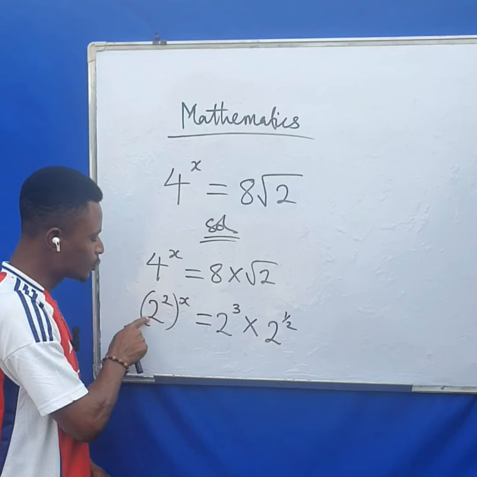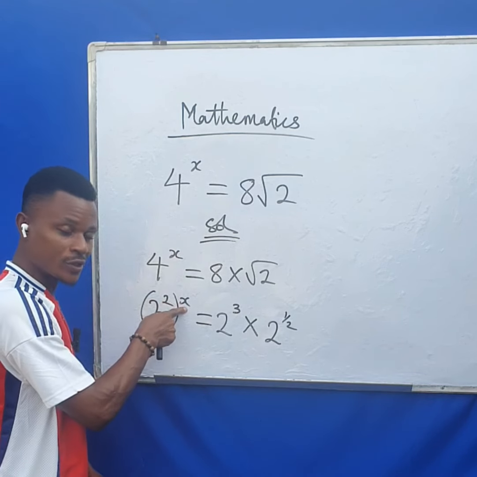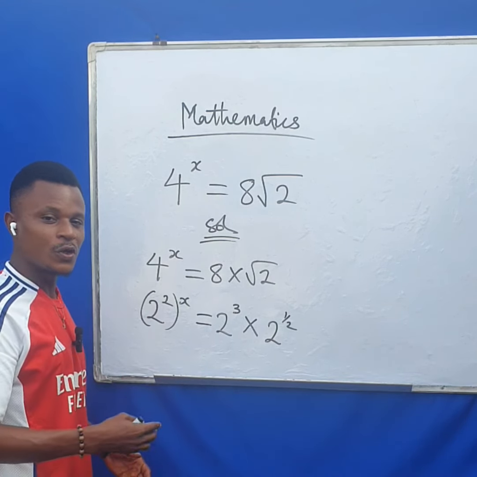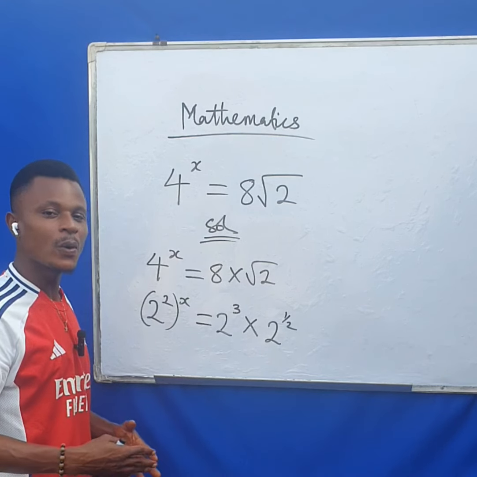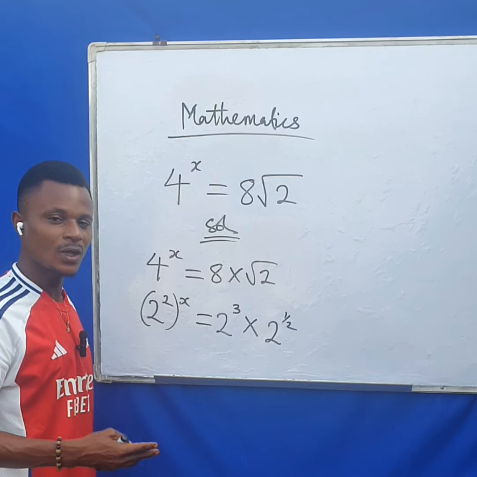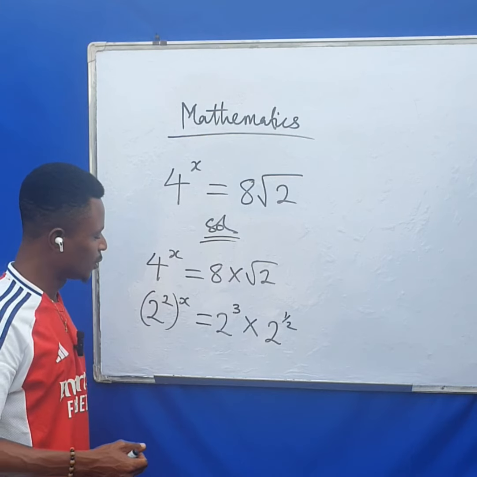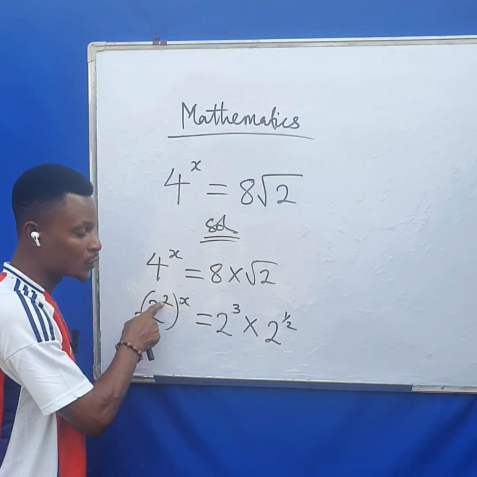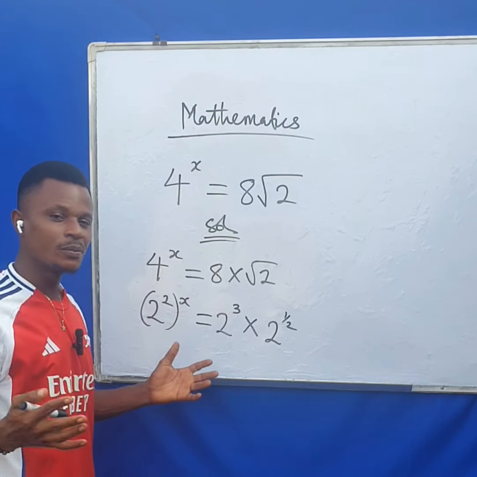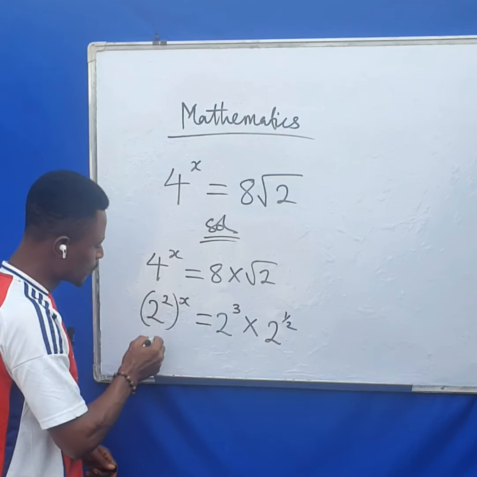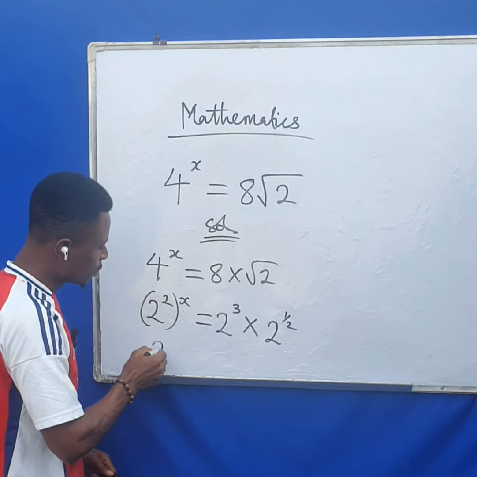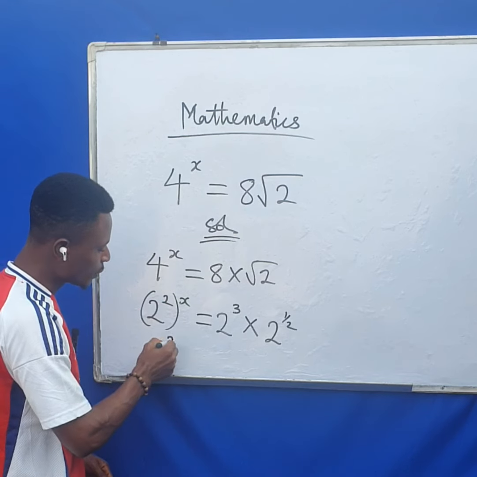So now, if you look at the left-hand side, we have double powers. This 2 here is raised to 2 powers. Because it is raised to more than 1 power, we are going to apply something called the power law of indices. According to the power law of indices, anytime a number is raised to more than 1 power, we should simply multiply the powers together. So we are going to multiply these 2 powers. We are going to have 2 raised to the power of 2 times x, which gives us 2x.